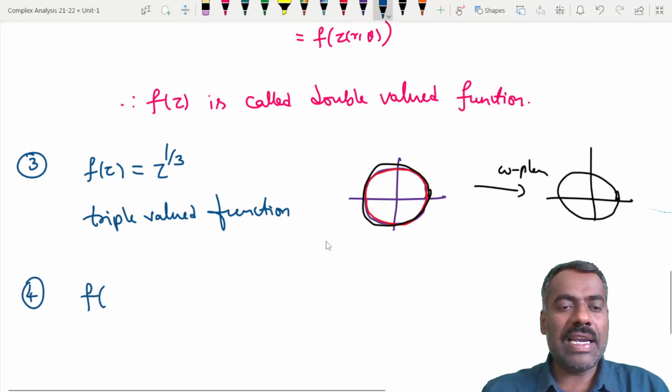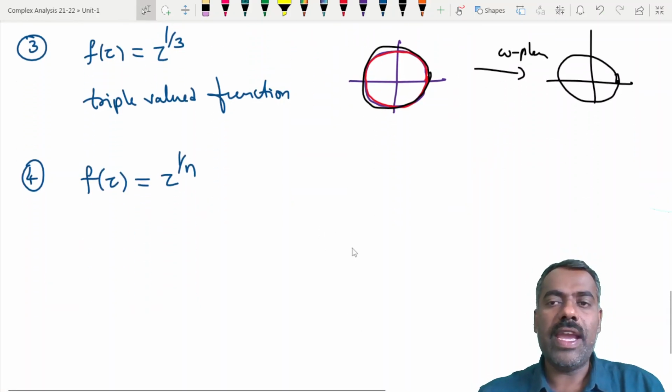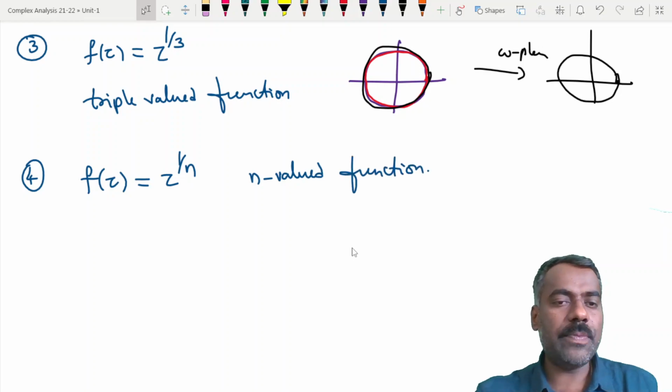So you can generalize this: if you take f of z equal to z power 1 by n, it takes n values. So you can call this n valued. Clear? Any problem?